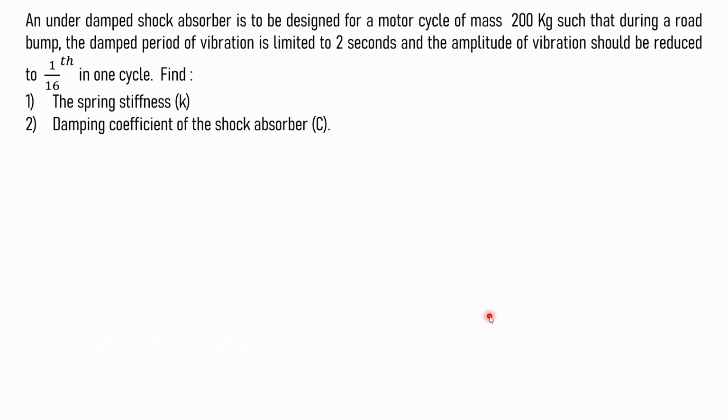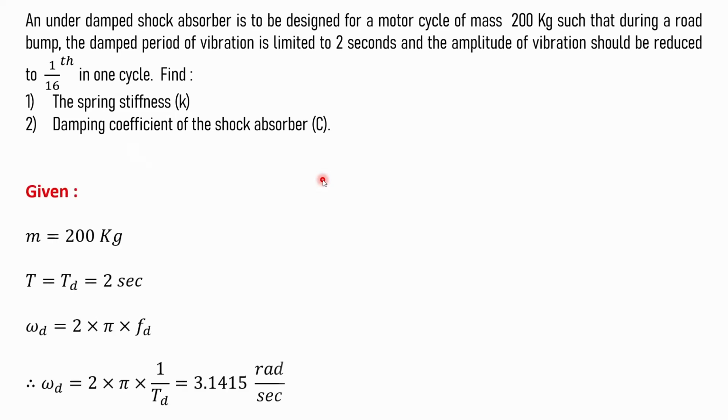Let us see another example. An underdamped shock absorber is to be designed for a motorcycle of mass 200 kg such that during a road bump the damped period of vibration is limited to 2 seconds and amplitude of vibration should be reduced to 1 upon 16th in 1 second. So this is the important part. Find the stiffness K and damping coefficient of the shock absorber. So mass of the motorcycle is given as 200 kg.